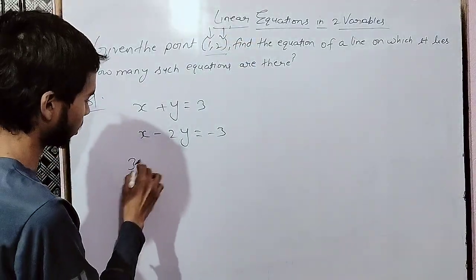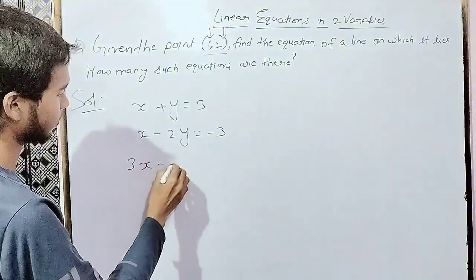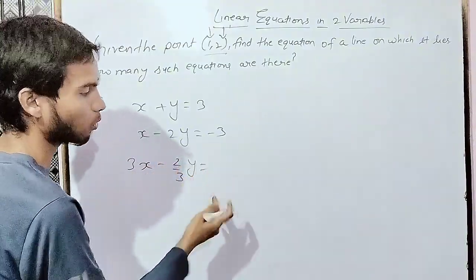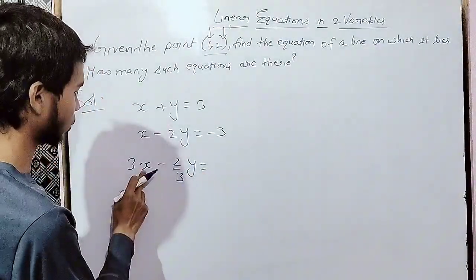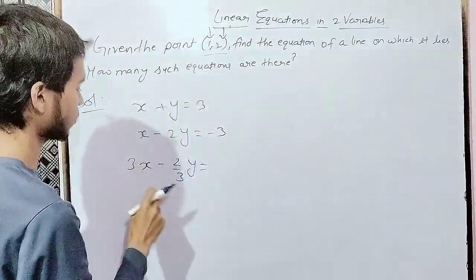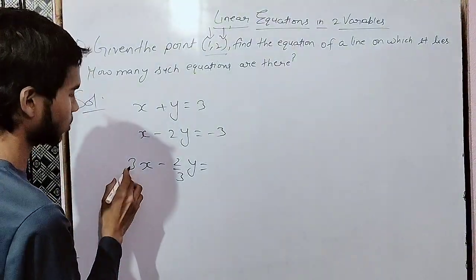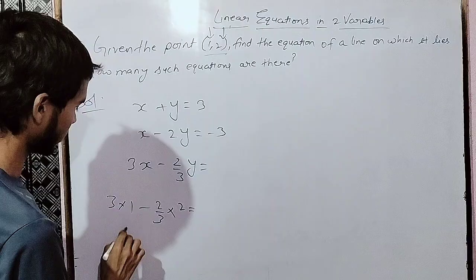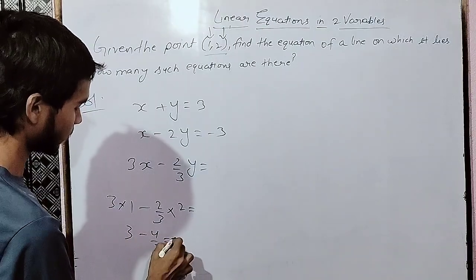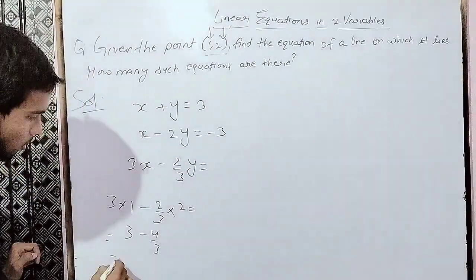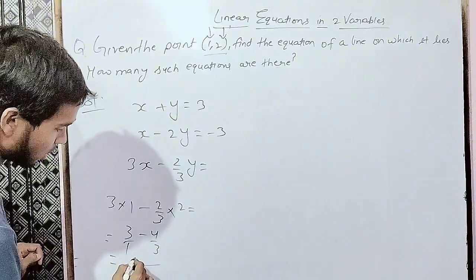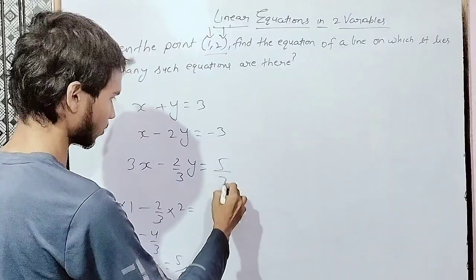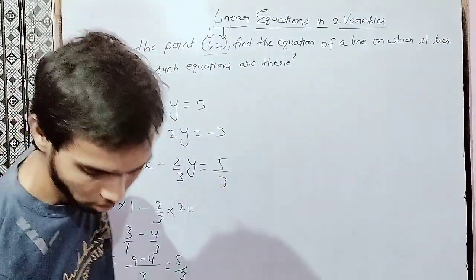Something different, for example, 3x and 2 upon 3y. You don't know what the number will be here, just put x as 1 and y as 2, so it will be 3, and then 2 upon 3. Like that, 3 minus 4 upon 3, so 9 minus 4, it will be 5 upon 3.